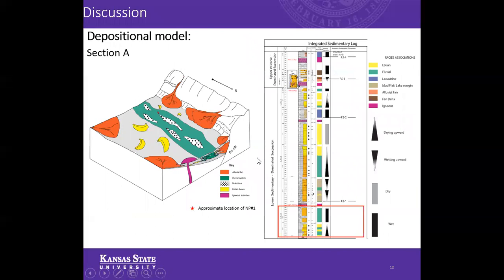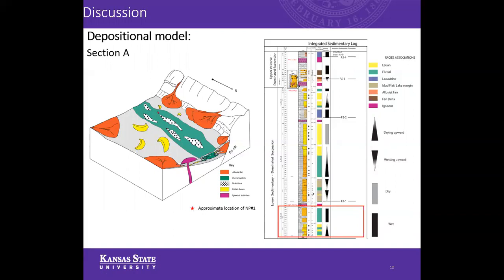Using this data, we were able to propose a depositional model. The 3D block diagrams are made in accordance with the basin configuration as suggested by previous seismic studies. The red star marks the approximate location of Noel Porch 1.